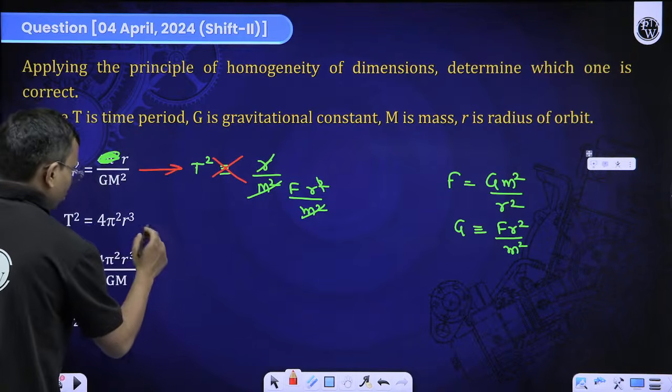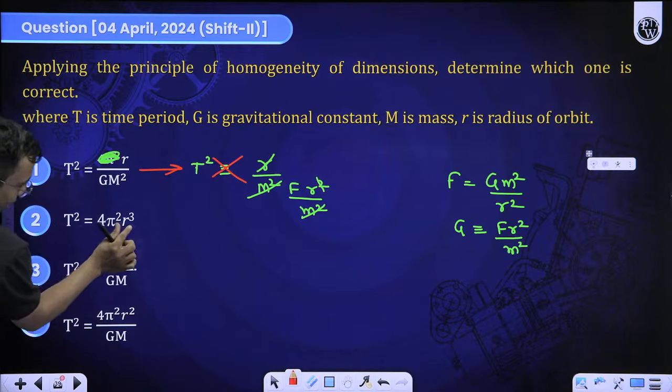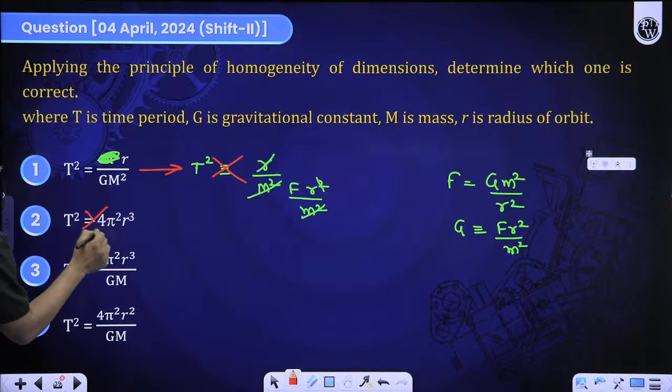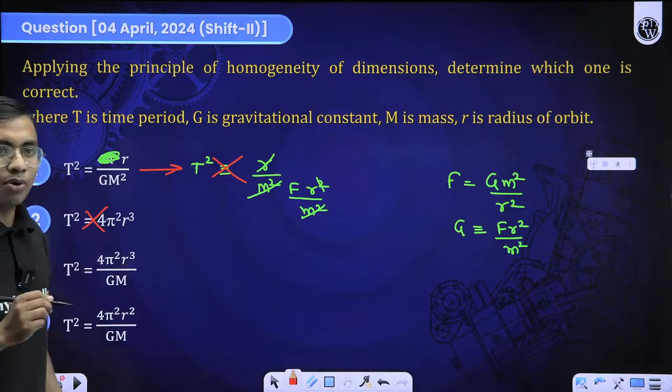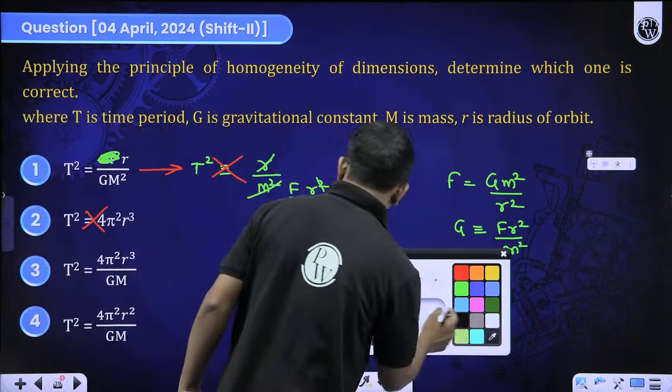Now go to the second one. Is it possible? No. Here it is second square. Here it is meter cube. This relation is also incorrect. Now go to relation 3. Let us put things here. Go to relation 3.